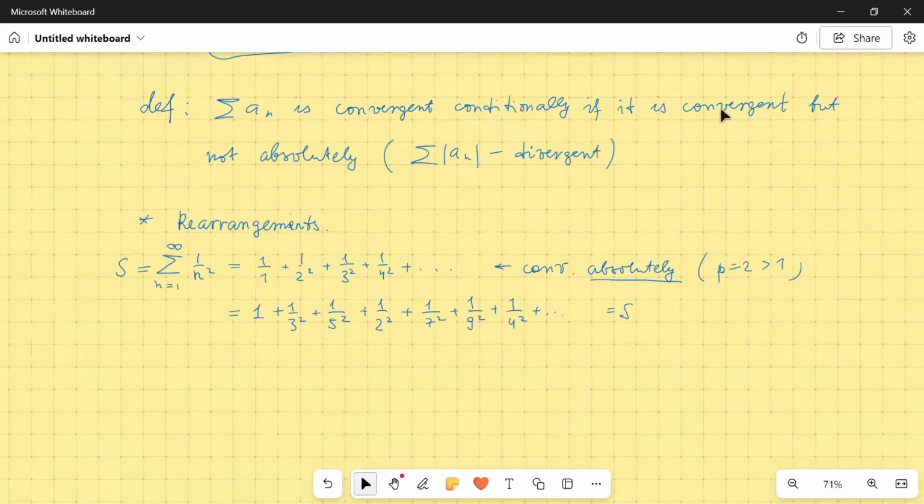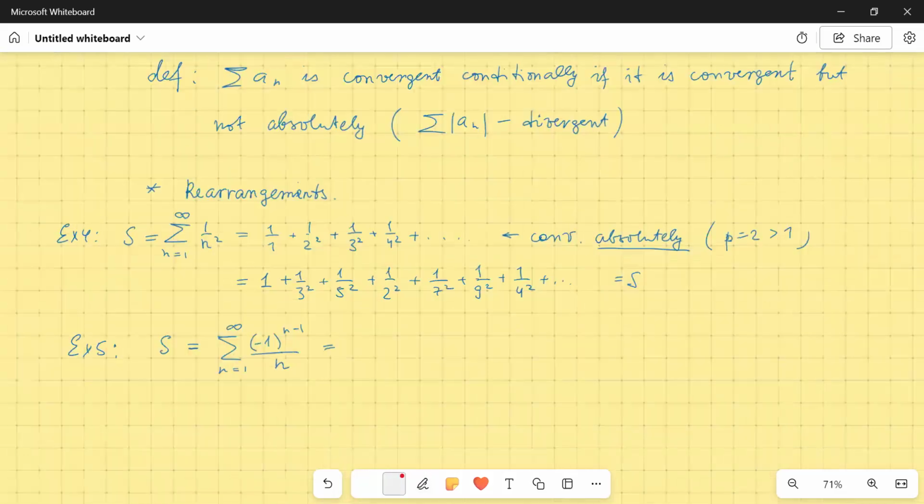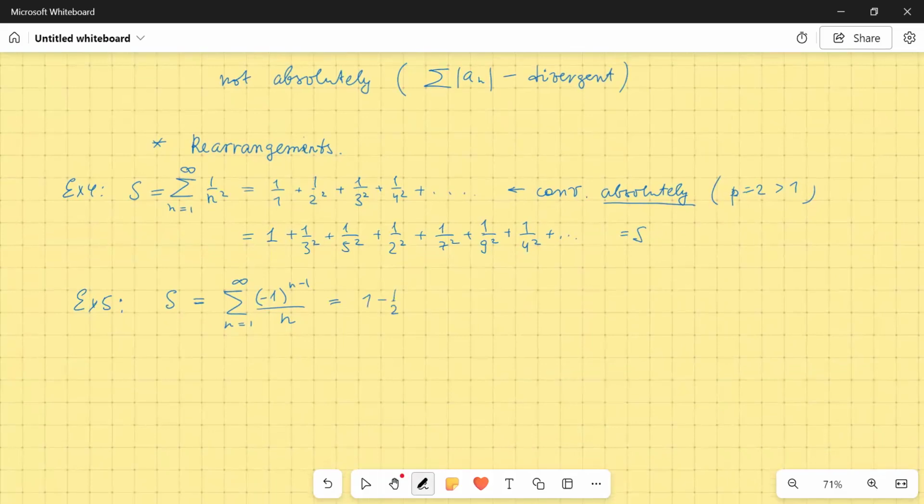Now, consider another example. Example number 5. If the series is convergent conditionally, I'm going to consider this: the sum of -1 to the power of n minus 1 over n, the alternating harmonic series, which is going to be 1 minus 1/2 plus 1/3 minus 1/4 plus 1/5 minus 1/6 plus 1/7 and so on.